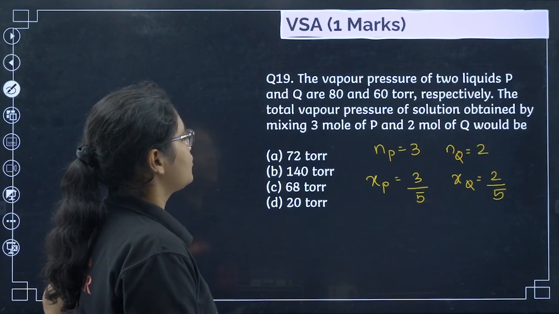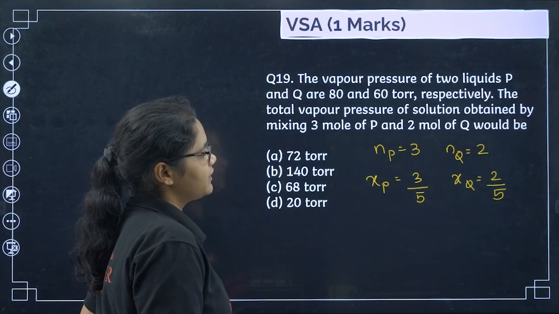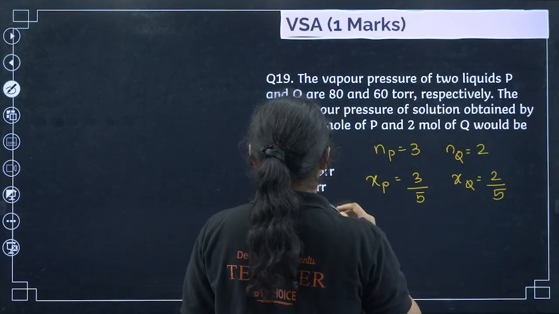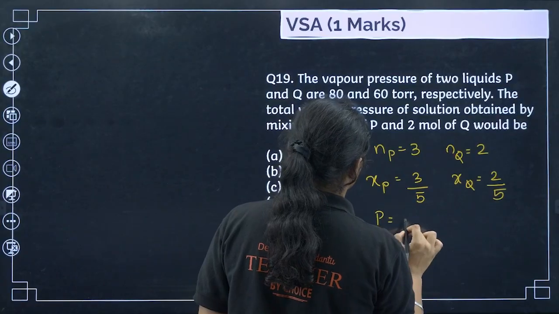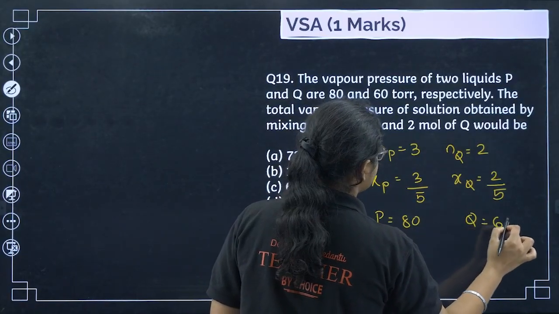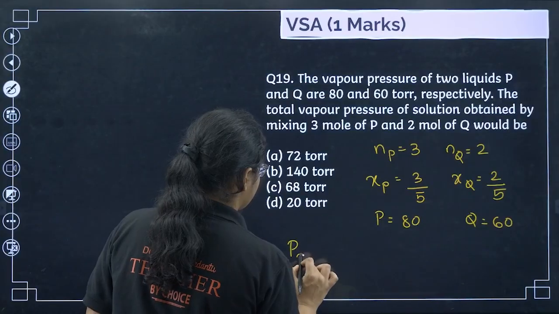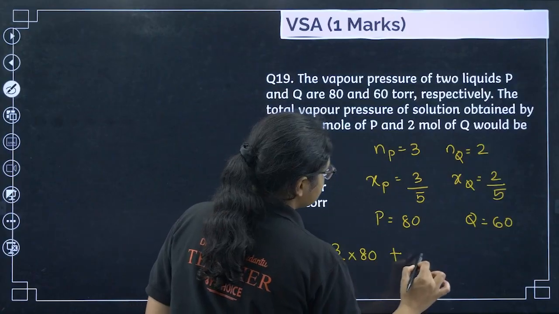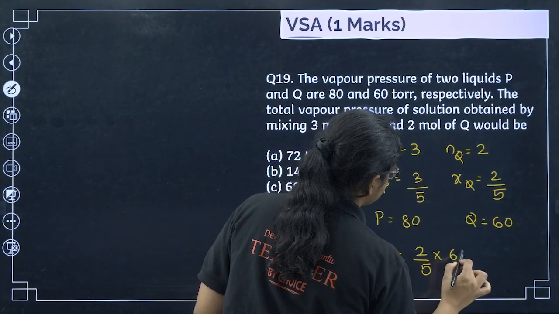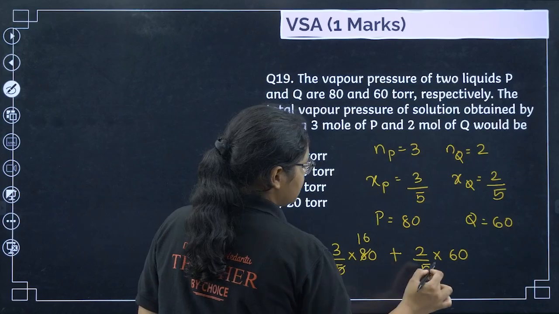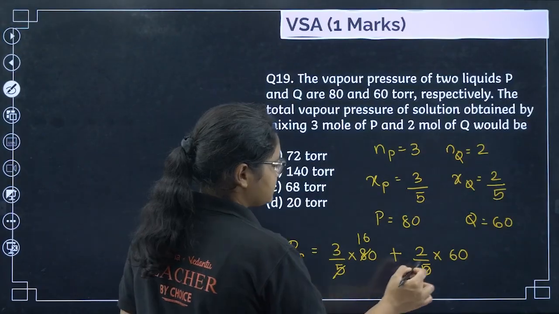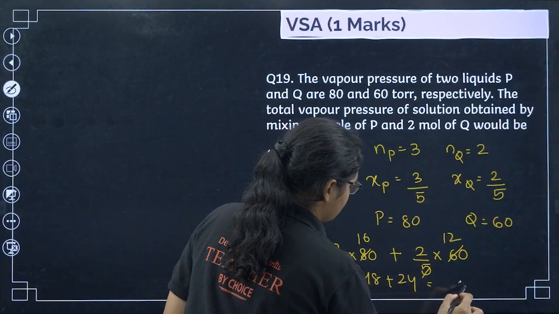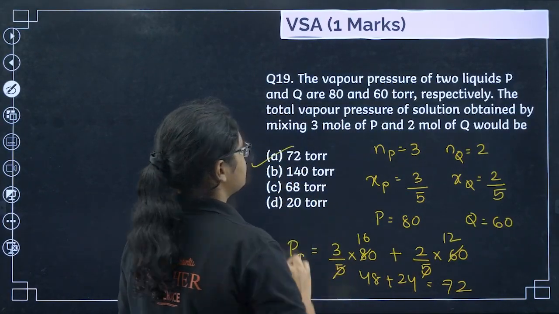Now the total vapor pressure of the solution obtained by mixing 3 moles of P and 2 moles of Q. So we have the vapor pressure of two liquids P and Q: P is equal to 80 torr and Q is equal to 60 torr. We have to now calculate the total vapor pressure. P total is equal to 3 by 5 into 80 plus 2 by 5 into 60. So 16 3s are 48 and 24. So I will get here 72, which is option number A here.